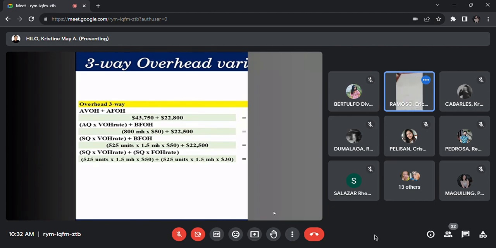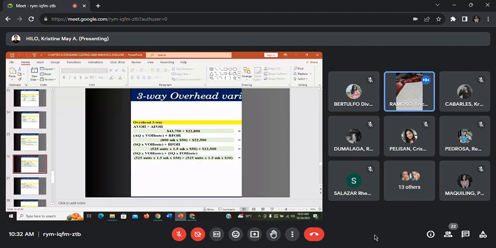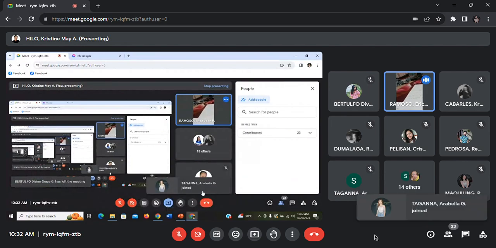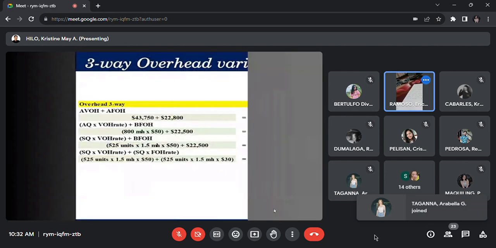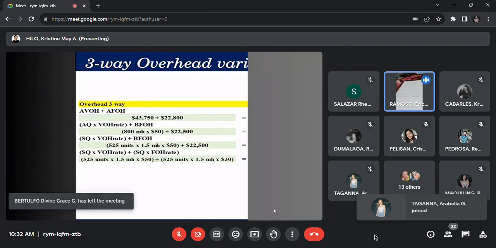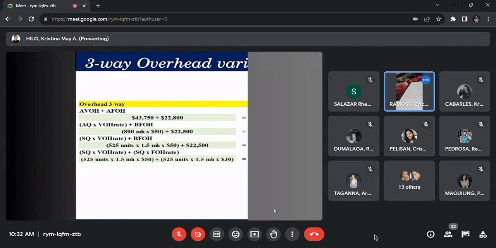So our overhead three-way is actual variable overhead plus actual fixed overhead. So 43,750 plus 22,800. The result is 66,550. And then our actual quantity times variable overhead rate plus budgeted fixed overhead. So our formula here is 800 machine hours times 50 plus 22,500. The result is 62,500.